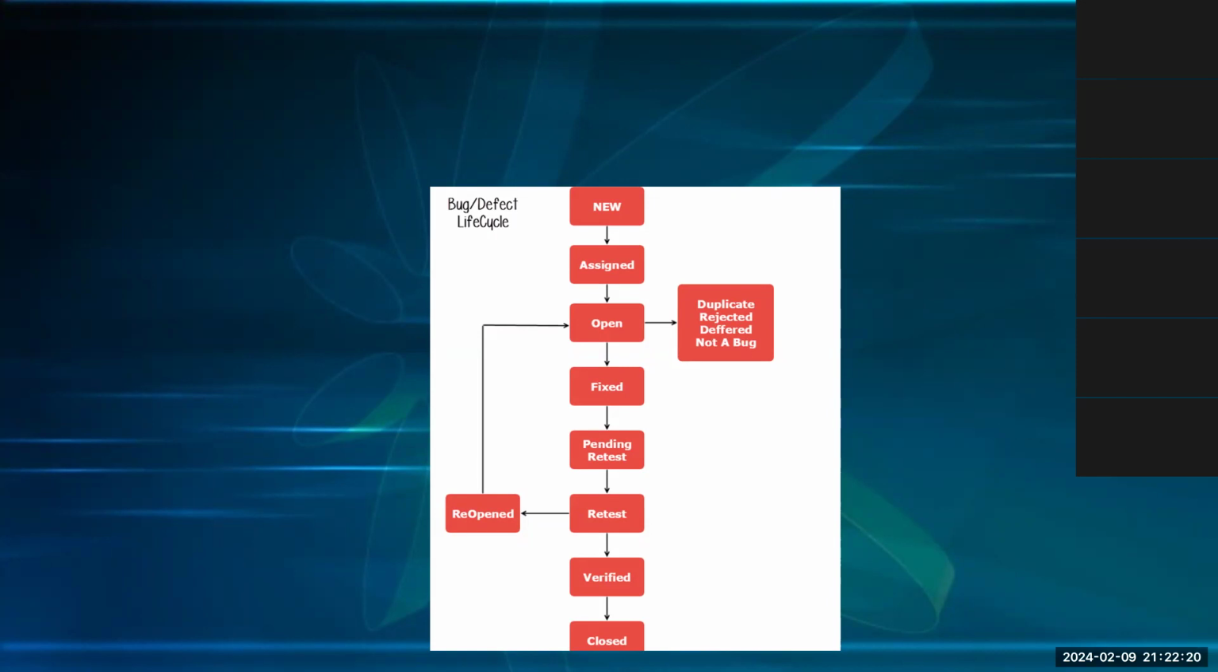Reopen simply means that when you test it, maybe it failed, so you have to reopen it again. And then once it's reopened, you go through the verify stage, and so on. So that's the defect life cycle.